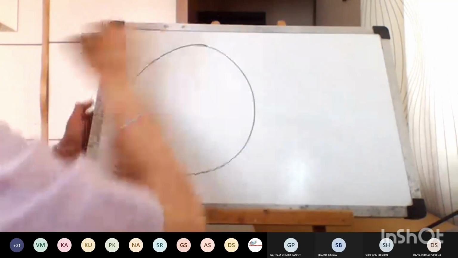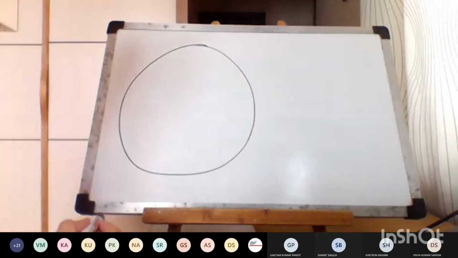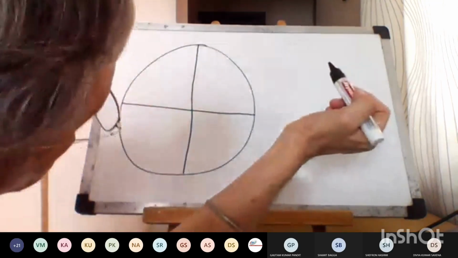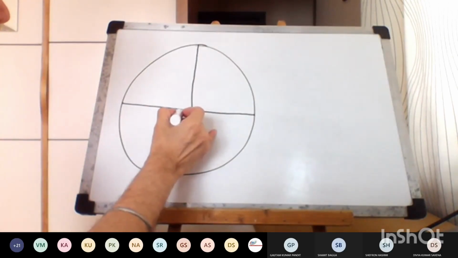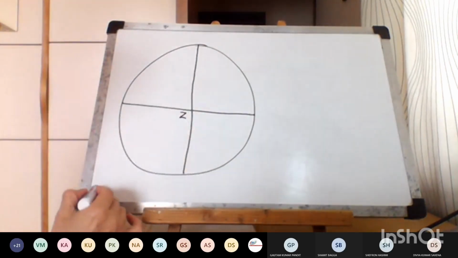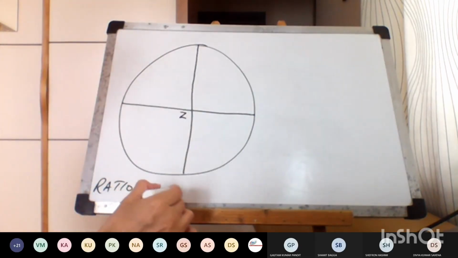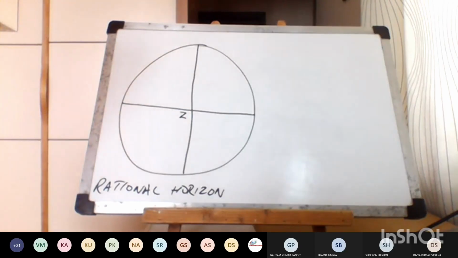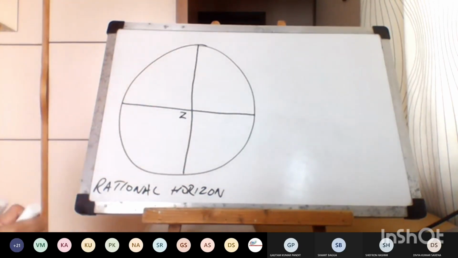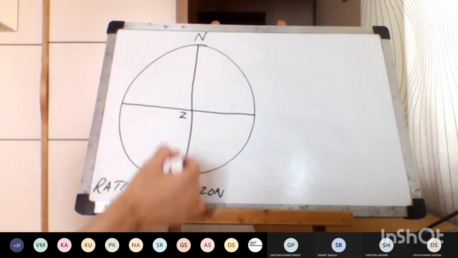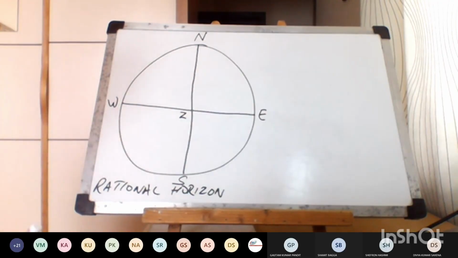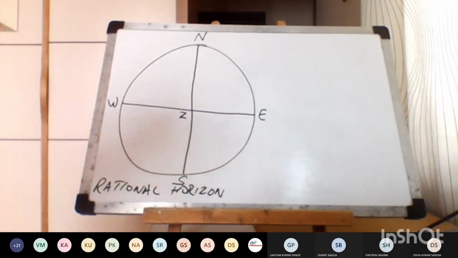I will draw a slightly larger diagram now. I think it's okay. So this is the rational horizon diagram. The observer is in the center. Every observer, when he measures from the compass, will have a north direction, a south direction, an east direction, and a west direction. What is this line NZS? What would you call this line?